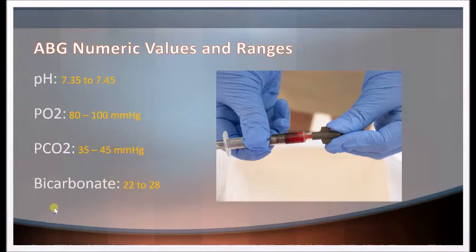Last but not least, bicarbonate. Normal range is usually between 22 to 28. Some institutions consider it a little bit lower, or the value changes a little bit. Some institutions consider 21 to 27, around that range, but 22 to 28 is what most textbooks will tell you.